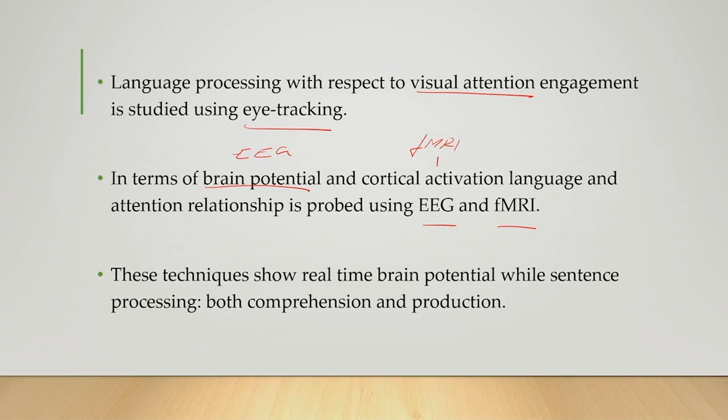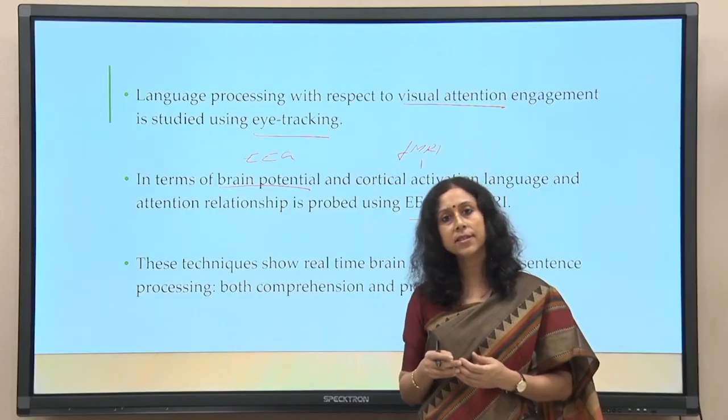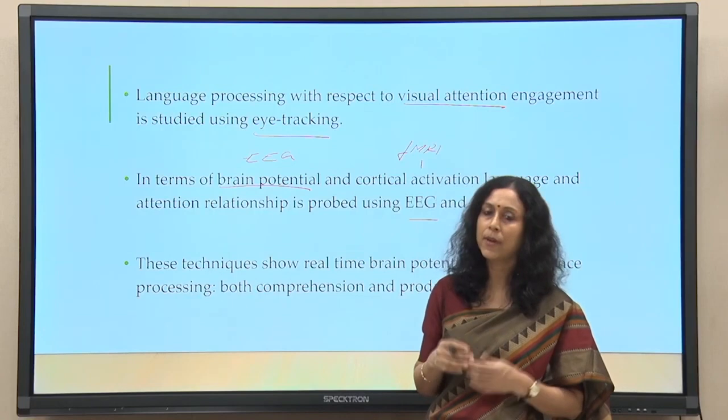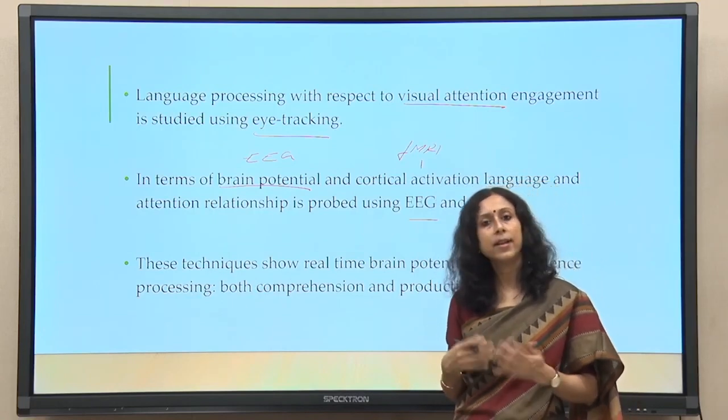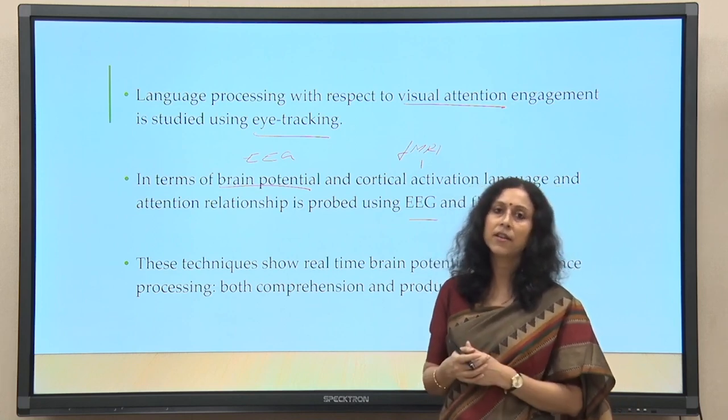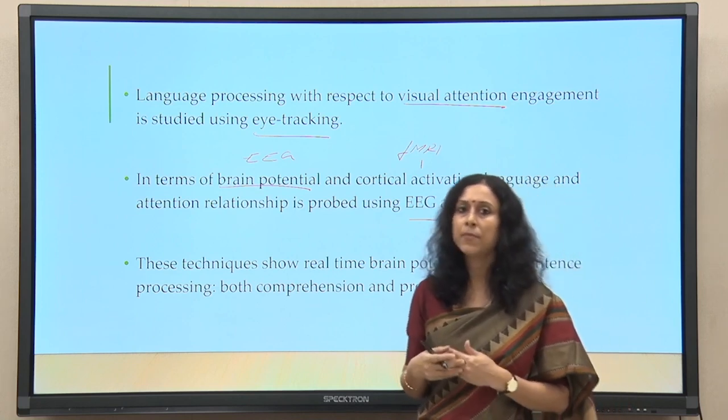So, this is the event related potential. Given a task, the kind of output that we get is the ERP signal that comes out of the EEG machine. These techniques show in real time how the brain potential works out, what the various brain regions are that get activated, and how they respond to various kinds of manipulation in the sentence structure and so on. As the participant is looking at or listening to sentences of various types, depending on the manipulation in the experimental setup, we see how the brain potential changes.